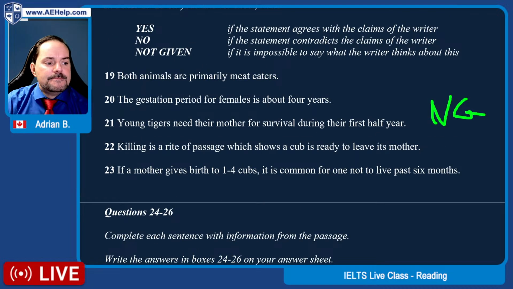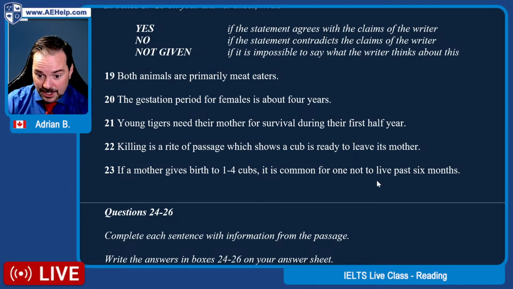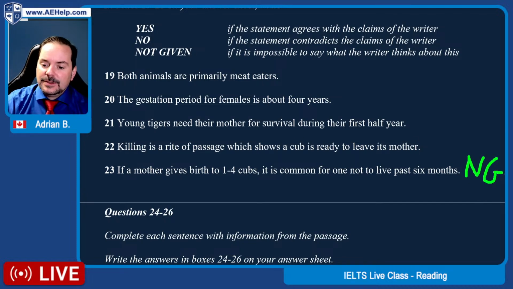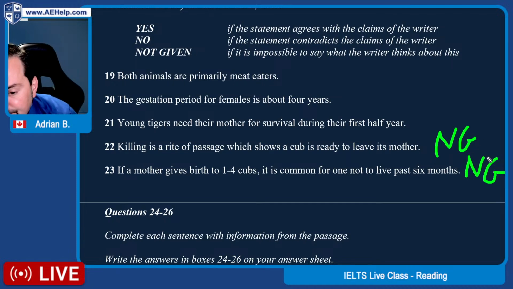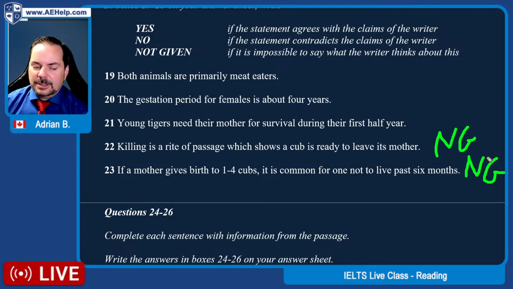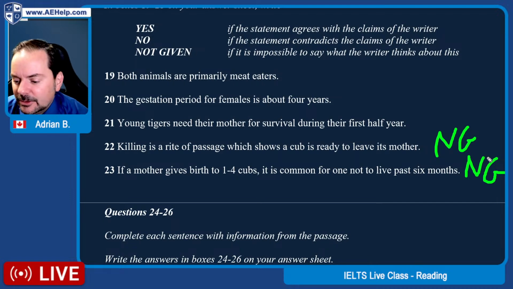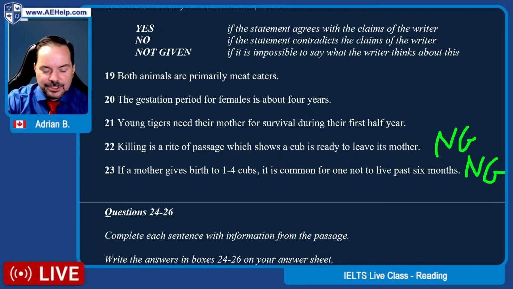Here we go. If a mother gives birth to 1 to 4 cubs, it is common for one not to live past 6 months. Did I see those cute little baby tigers dying? Absolutely not, thankfully. So I'm going to go with not given on that one. So these last two are not given, not given. I didn't see little baby tigers dying. Horrible. Get out of my head. All right.